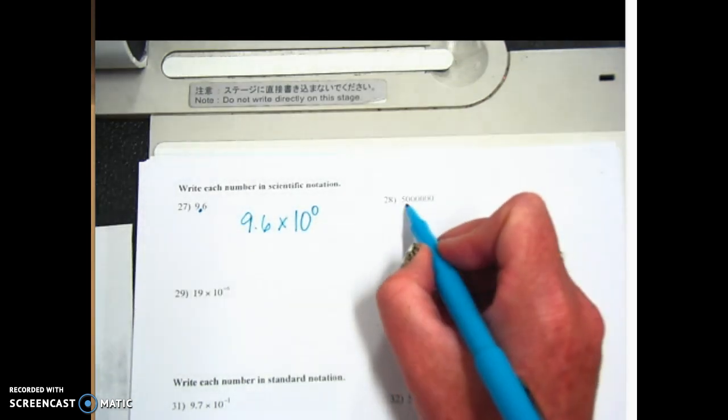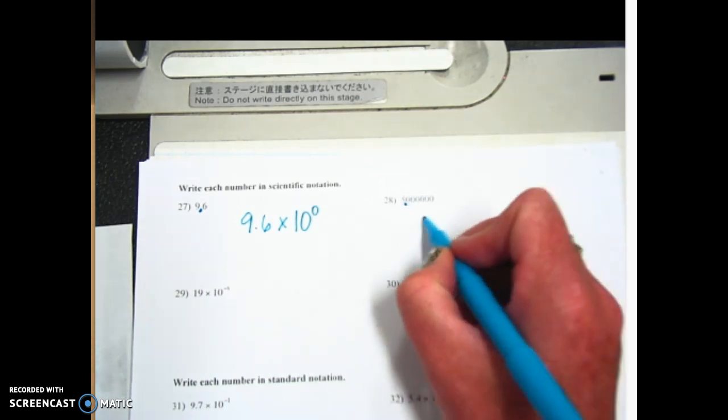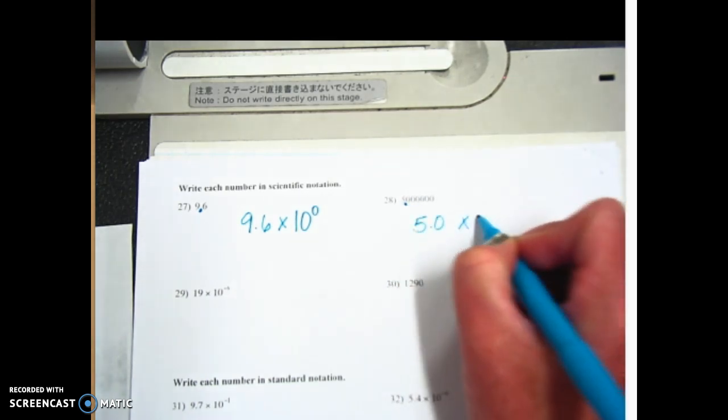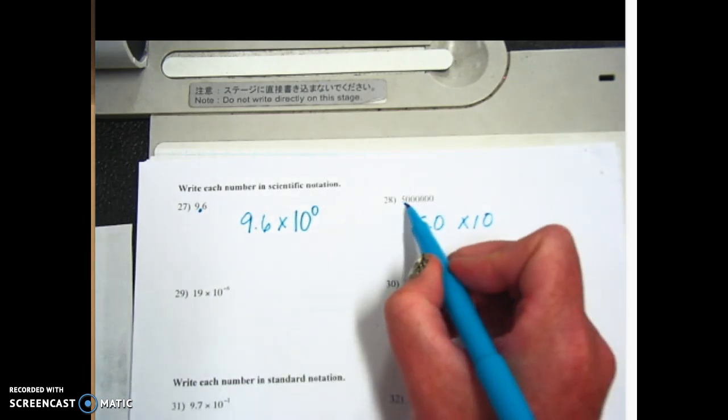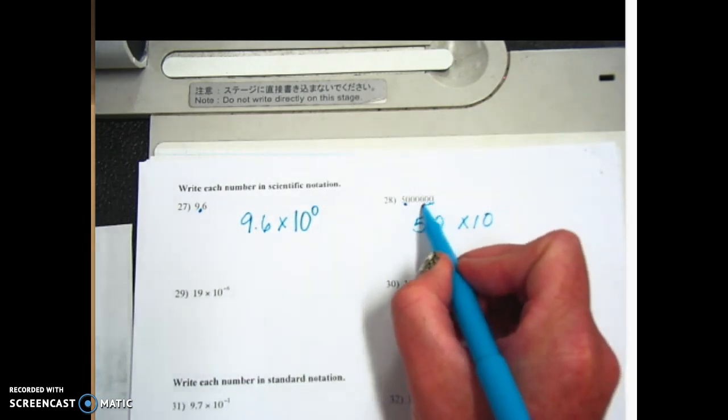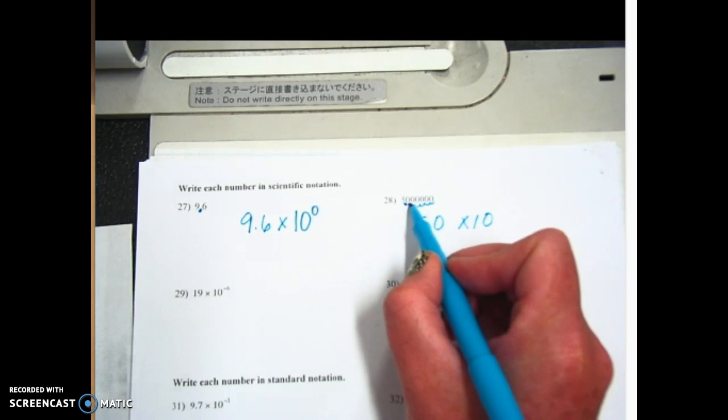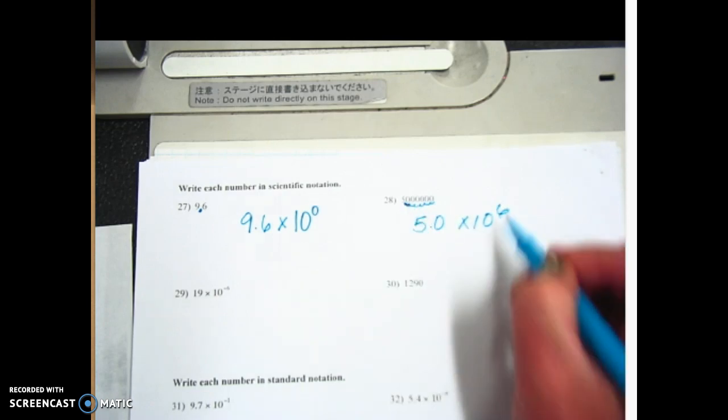All right, for 28, you want the number in front of the decimal between 1 and 9, so I'm going to move the decimal right there. I'm going to say 5.0 times 10 to the, and I moved it 1, 2, 3, 4, 5, 6 times, so 10 to the 6th.